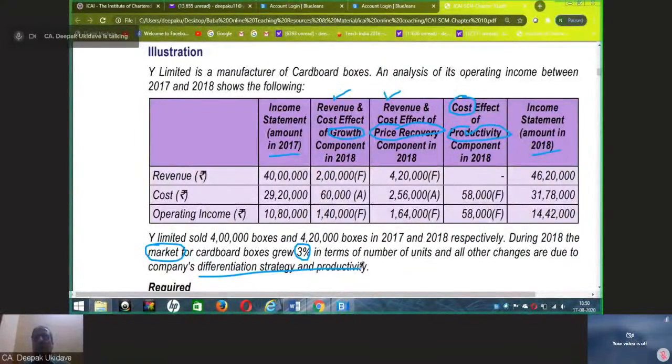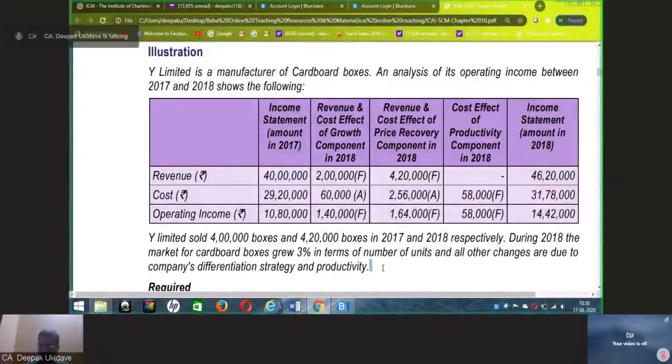And the balance growth is on account of your own initiatives, management initiatives in terms of cost leadership, in terms of product differentiation, innovation, etc. Right? So this is a peculiar scenario and you have to work it out. Now read the question. All of you have understood the data now. Let us look at the requirement of the question.